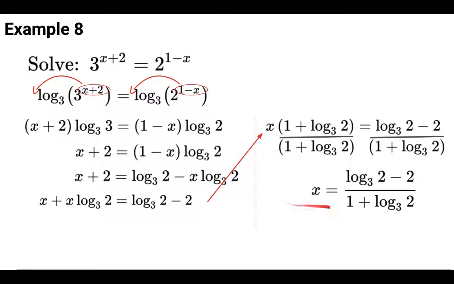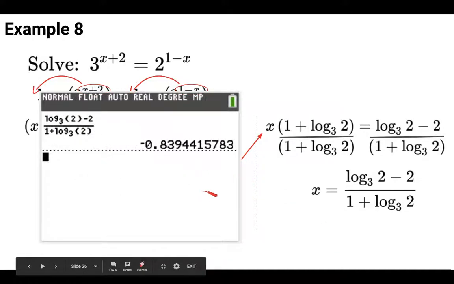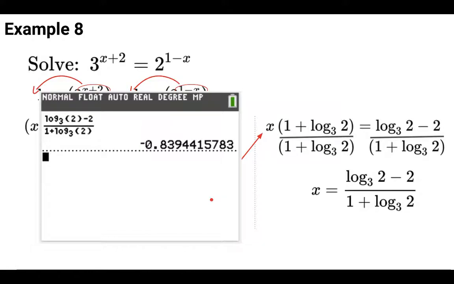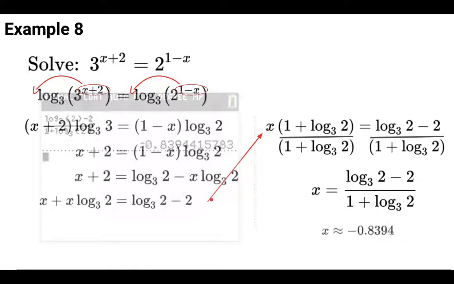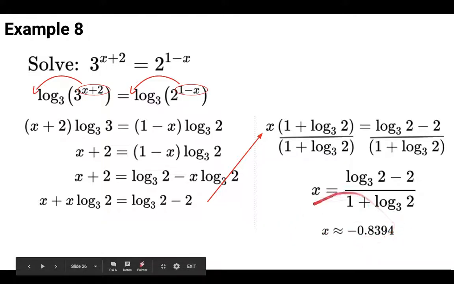Now, as a little side note, I could actually make this into one log if I really wanted to put forth the time and energy to do so, but I think it would be best to, at this point, go to an approximate solution. I'm just going to type this into my calculator, log base 3 of 2 minus 2 all over 1 plus log base 3 of 2, and that comes out to be negative 0.839444157, all that stuff. I'm going to approximate this out to 4 decimal places. So I have x is approximately equal to negative 0.8394.